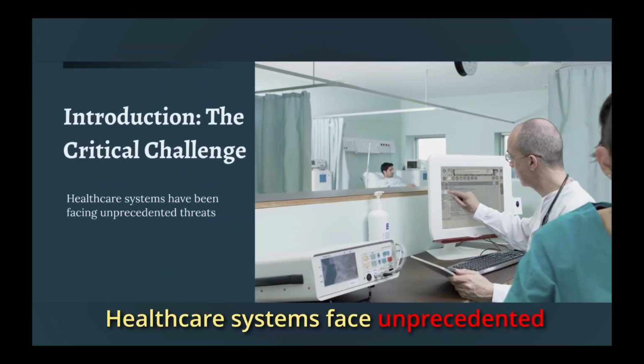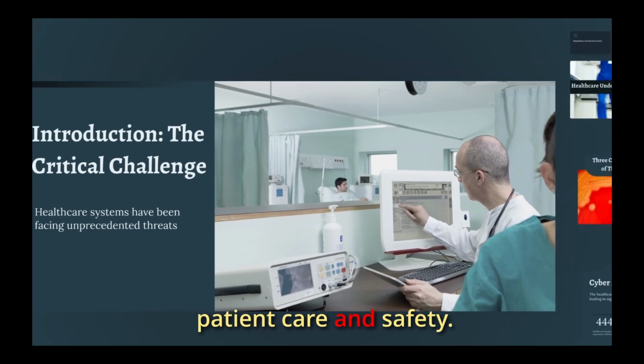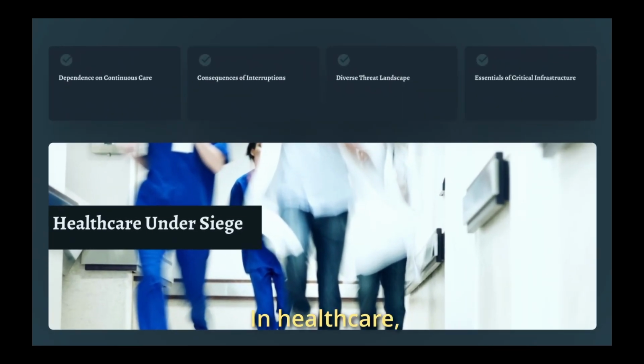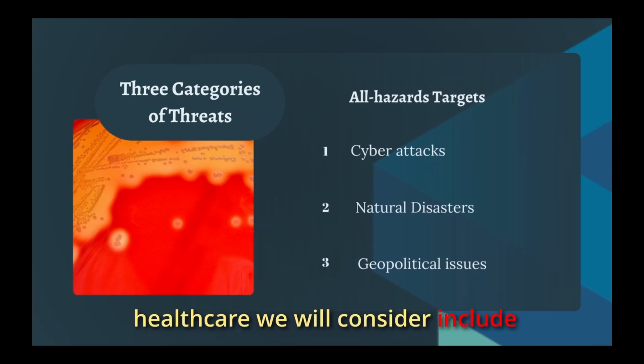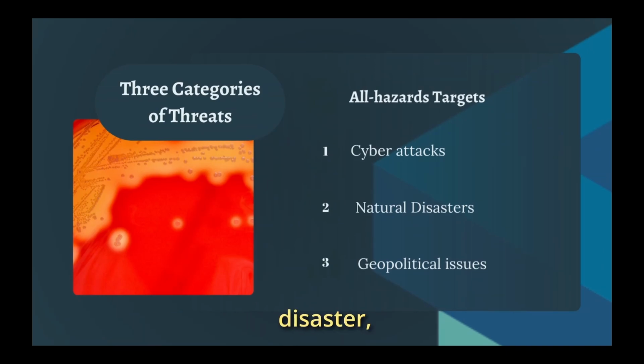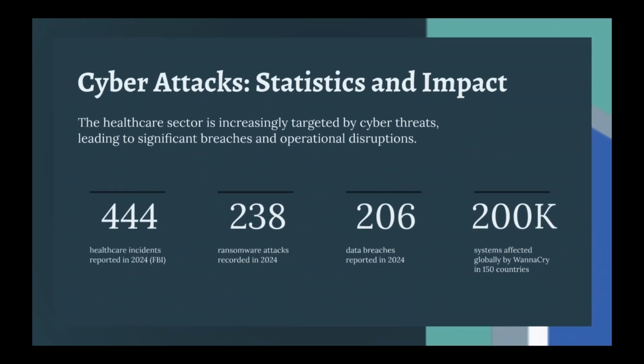Healthcare systems face unprecedented threats affecting patient care and safety. In healthcare, patients depend on continuous care ranging from ICU life support to routine treatment. Interruptions can result in injury or death. Critical infrastructure in healthcare is very complex because it includes a huge diversity of considerations from IT systems, physical facilities, power, water, and supplies. The categories of threats against healthcare we will consider include cyber attack, natural disaster, and geopolitical issues.